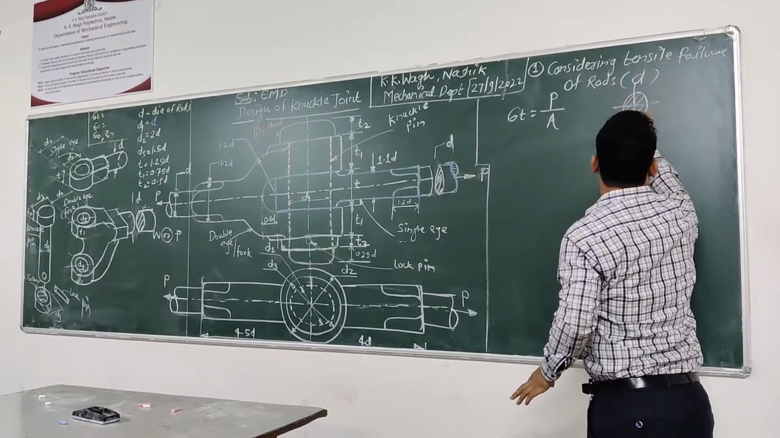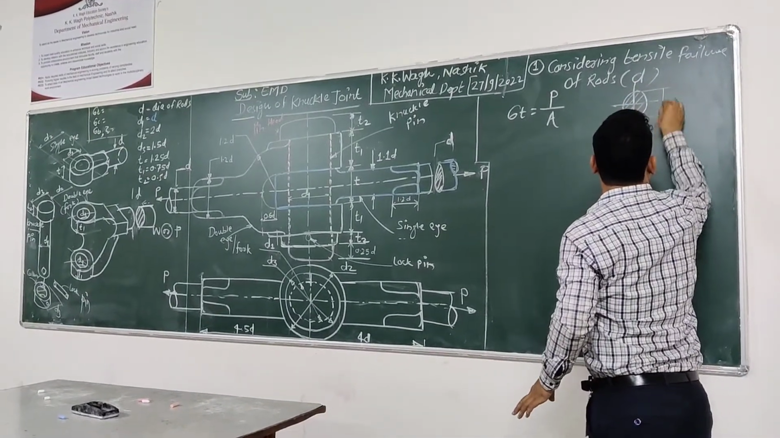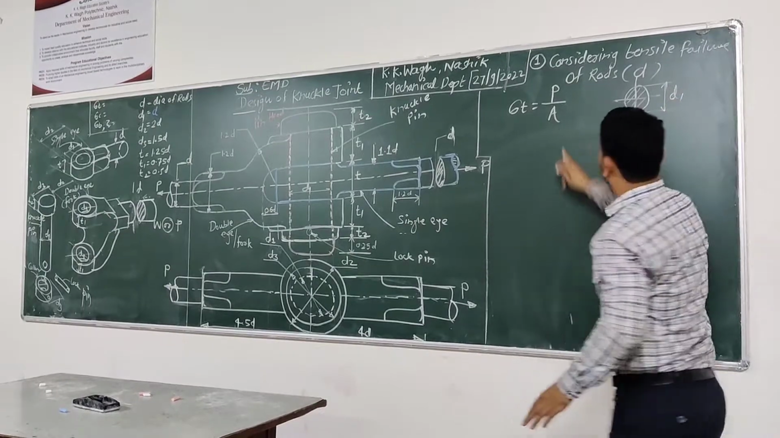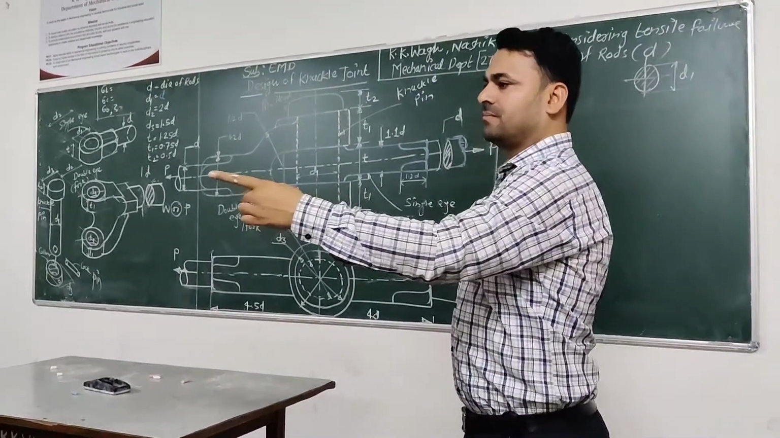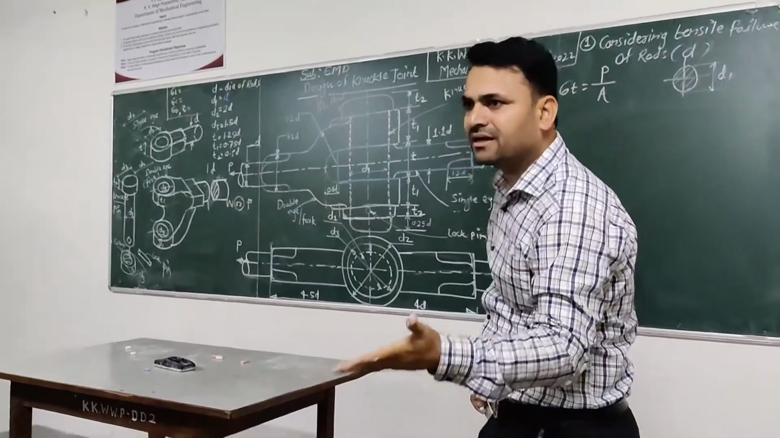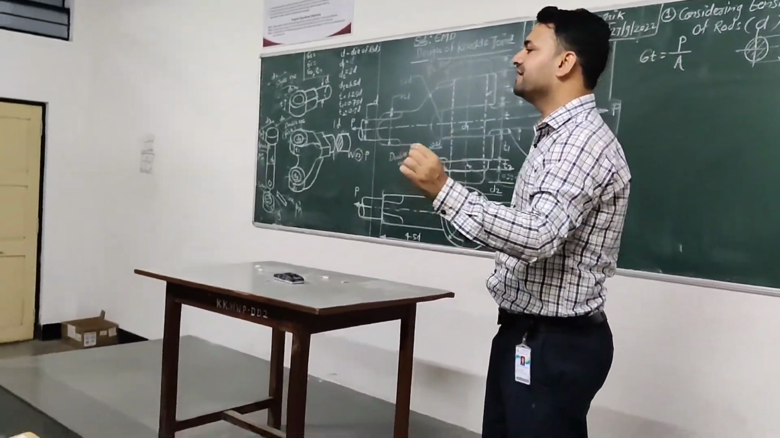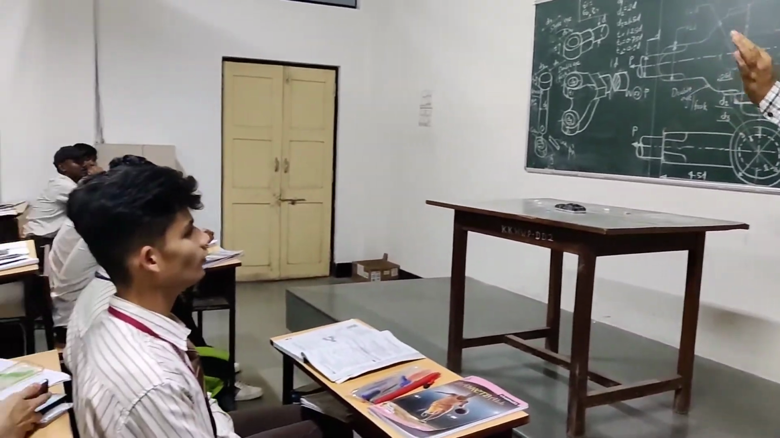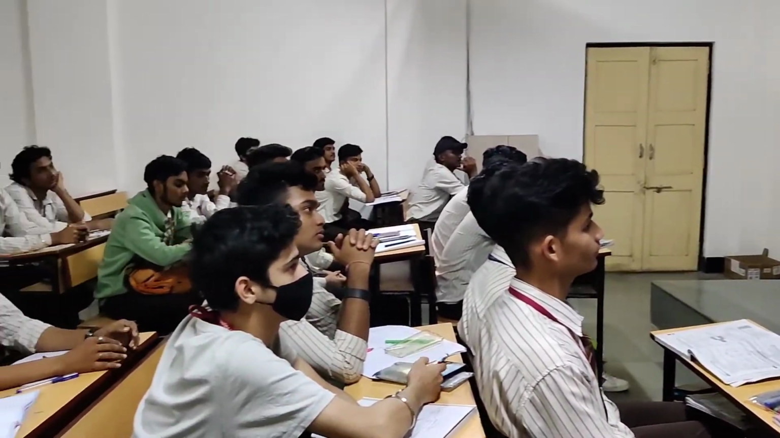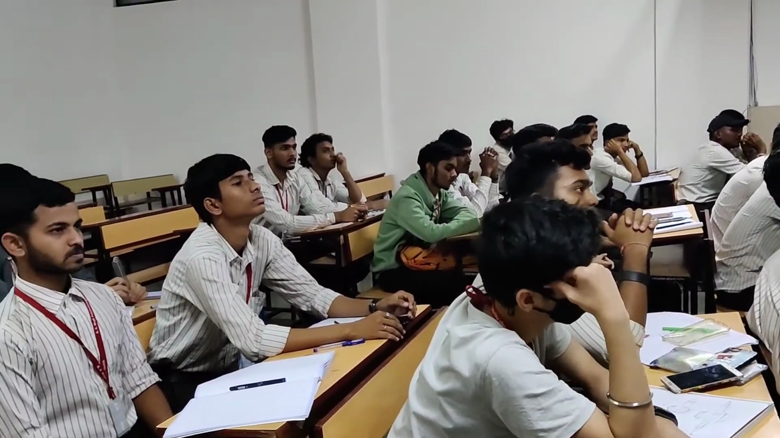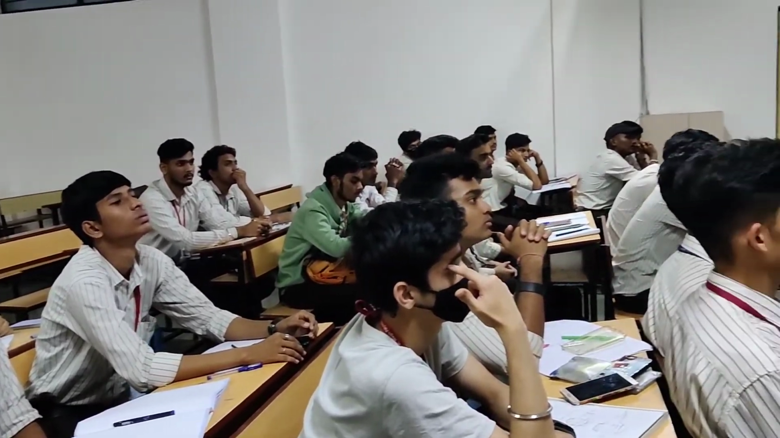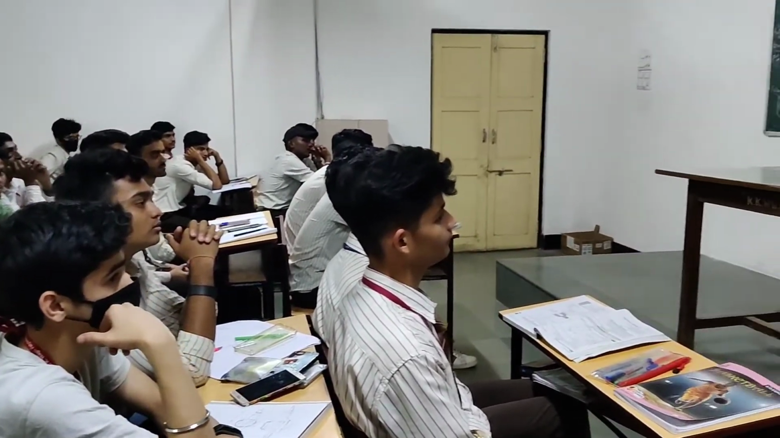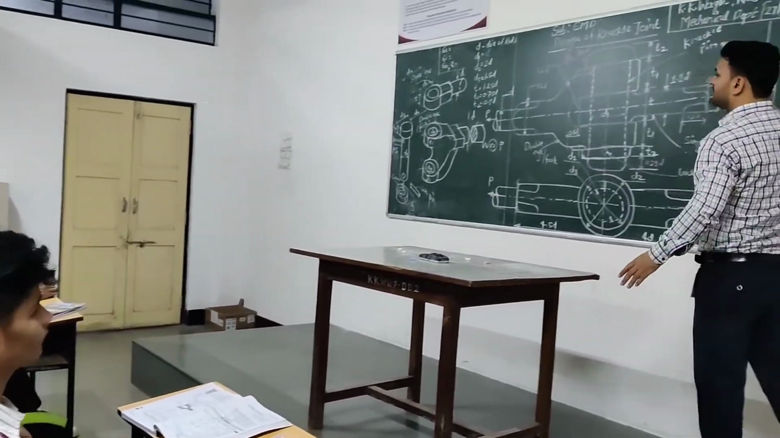So who will tell me what is this area? This is D1. How much will be the area? Pi by 4 into D square. As it's a circular bar, area will be pi by 4 into D square. Very good. So here I can write sigma T is equal to P divided by area, and area will be pi by 4 into D square. This is step number 1.